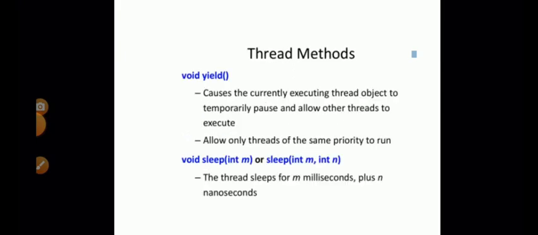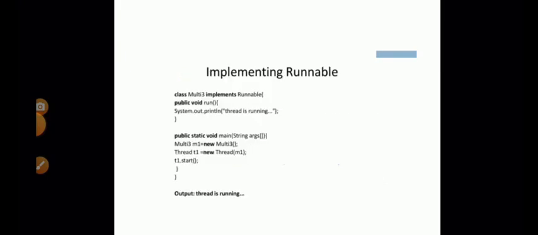We're going to discuss more thread methods: the yield function and the sleep function. The yield function causes the currently executing thread object to temporarily pause and allow other threads to execute. Next, the sleep function has an argument m. m is the millisecond value, that is the timing value. The thread sleeps for m milliseconds, and if you give an n value, it sleeps for plus n nanoseconds.